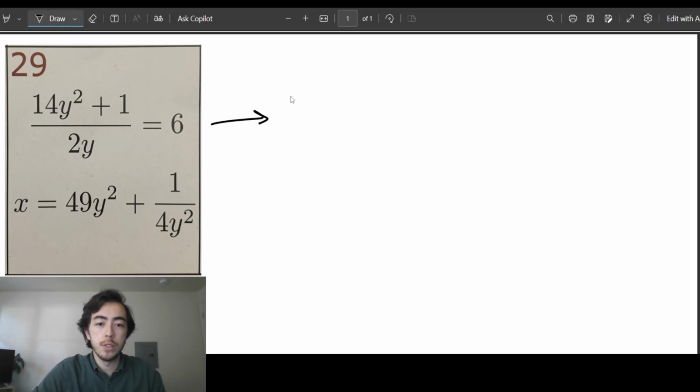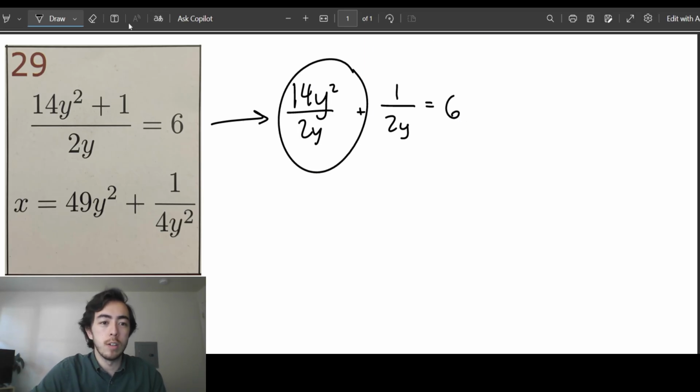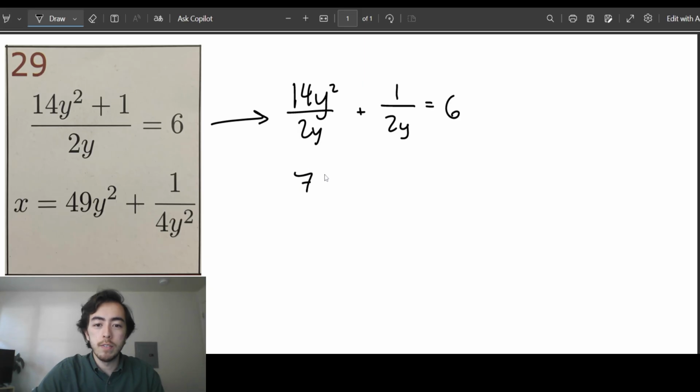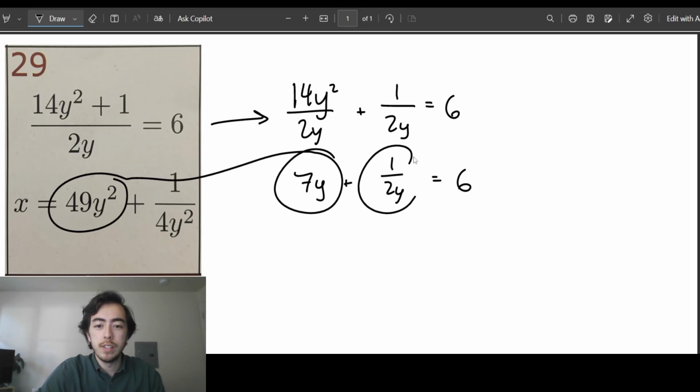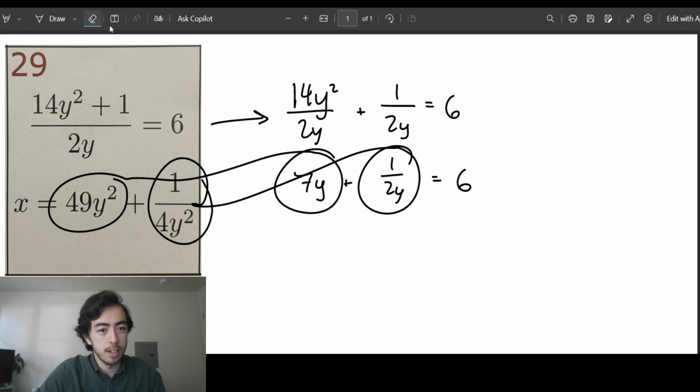I can split that 2y, so I'm dividing it by the first and the second, kind of like this. And the reason why is because these terms can cancel a little bit. The 14 and the 2 make a 7. Y squared divided by y is just y, and I'll leave this part alone for now. So this term right here, squared, is that. This term right here, squared, is that.